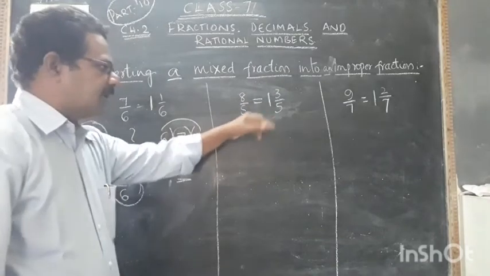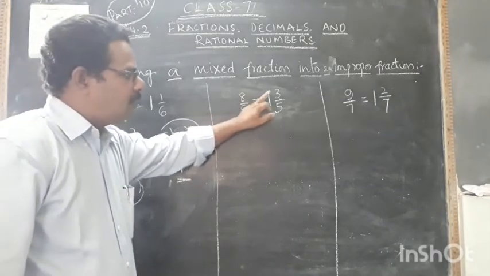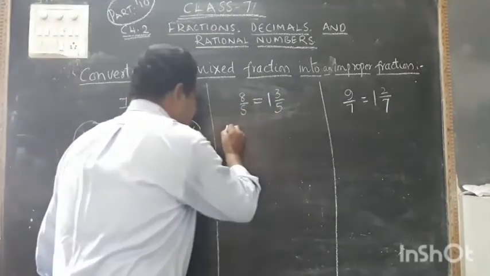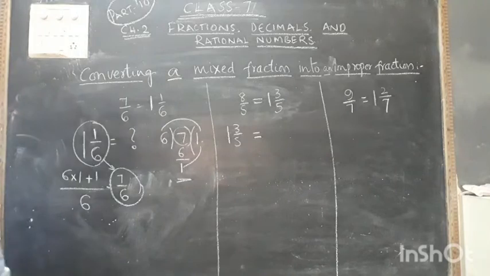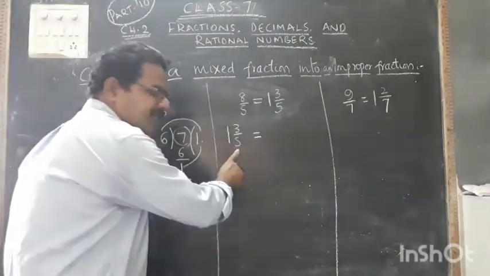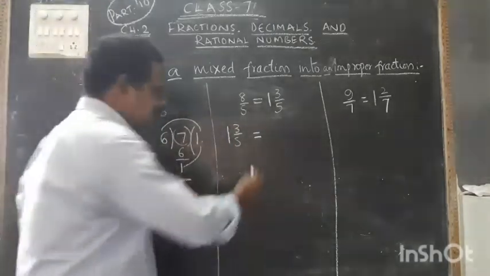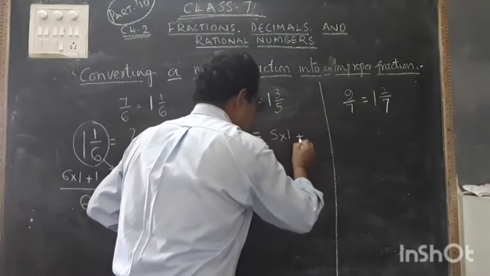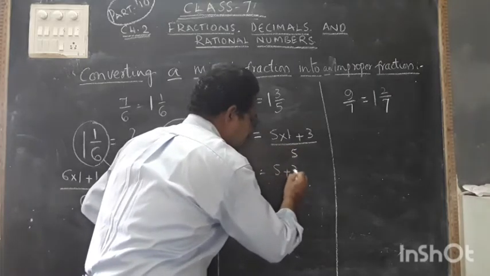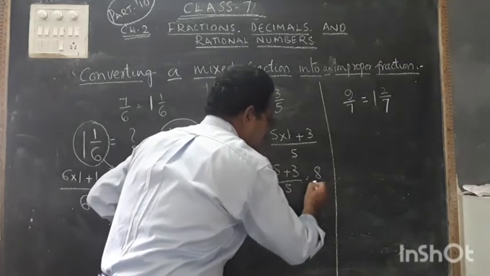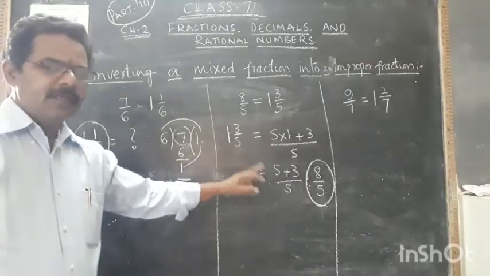Understand? Coming to the second one, to get 8 by 5, first of all, forget about this 8 by 5. You have only 1 and 3 by 5. So 1 and 3 by 5 is a mixed fraction. This should be converted into an improper fraction. What to do? Here 5 is the denominator. 5 into whole number part plus numerator, means 5 into 1 plus 3, divided by 5. 5 into 1 is equal to 5, plus 3 by 5. This is equal to 8 by 5. Okay, 8 by 5. That is the second one.